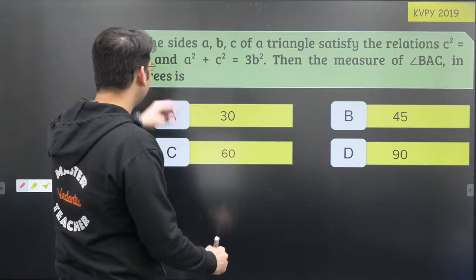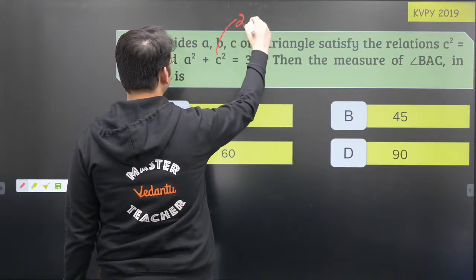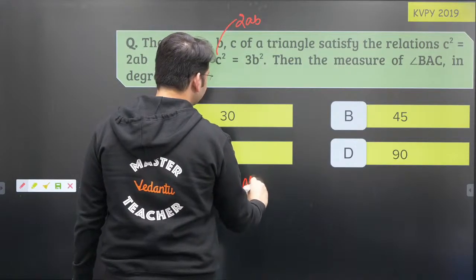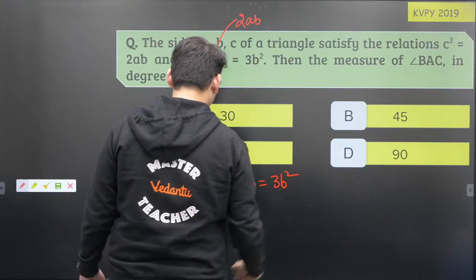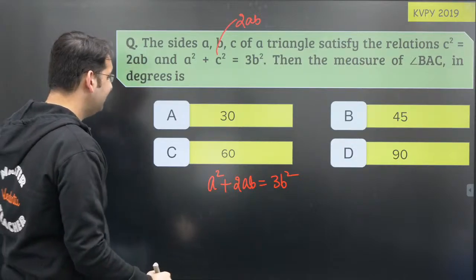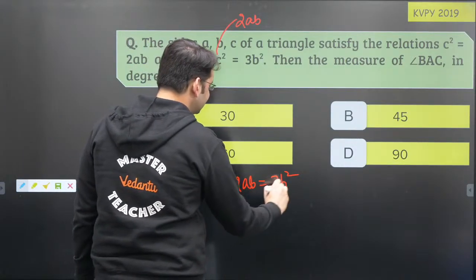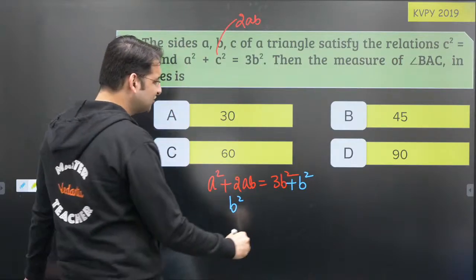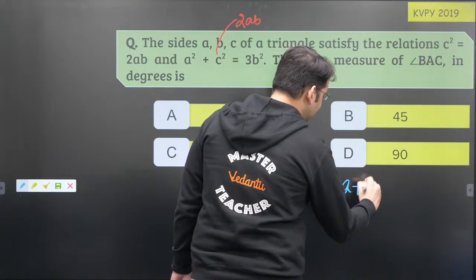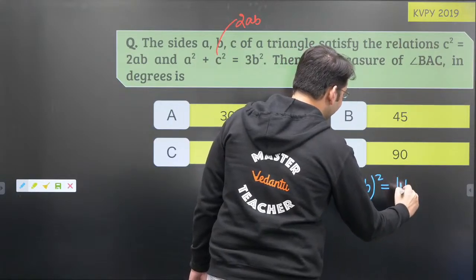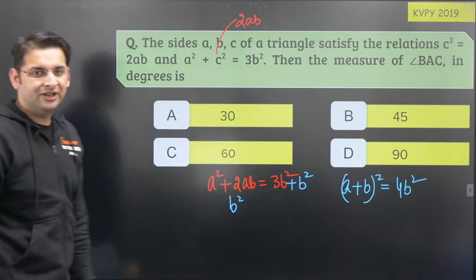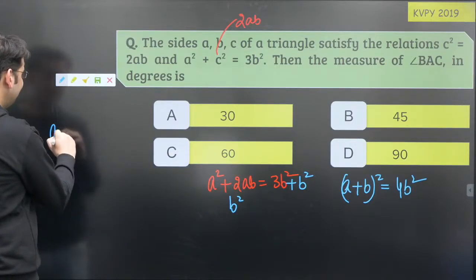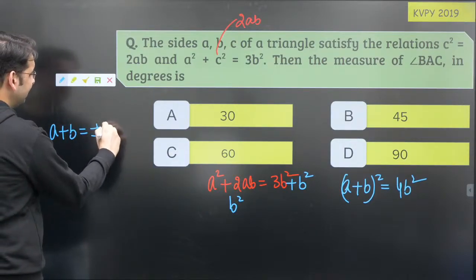So बच्चों, c square का वैल्यू 2ab है, so c square की जगह 2ab भर दो यहाँ पे. So a square प्लस 2ab का वैल्यू कितना है, 3b². a² प्लस 2ab का वैल्यू है 3b². तो यहां पे हमने क्या किया, b² ऐड कर दिया दोनों तरफ, just to complete a square. So we have a plus b whole square बच्चों is 4b², and we are done. So we have a plus b is plus minus 2b.